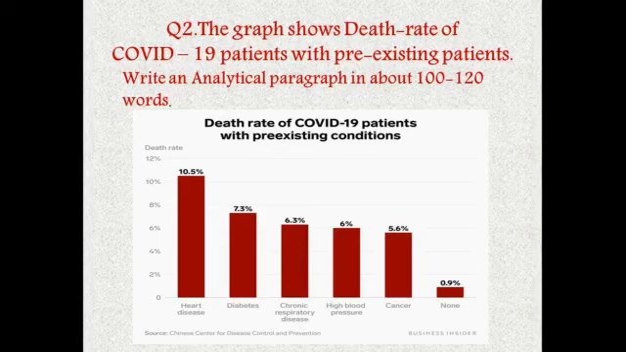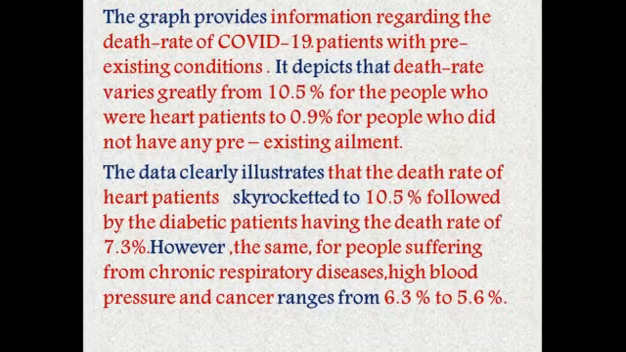So let us see how I have written my analysis, and let's give a read to it. The graph provides information regarding the death rate of COVID-19 patients with pre-existing conditions. It depicts that the death rate varies greatly from 10.5% for the people who were heart patients to 0.9% for the people who did not have any pre-existing ailment. So this was the introduction of what is there in the graph. Now let us go deep into it.